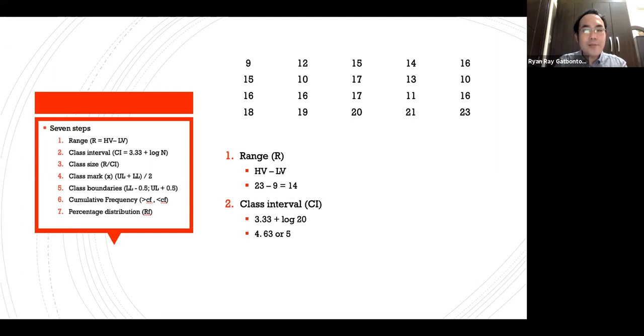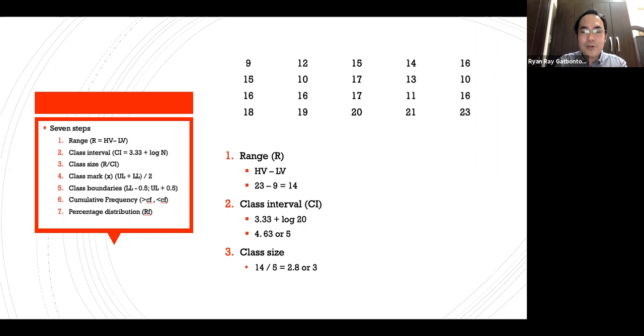The next step is to determine the class interval. We use 3.33 plus the logarithm of 20. So therefore, we're expecting around 4.63, or 5 class intervals. Now remember, when creating a class interval, it has to be an integer, a whole number, because this will determine how many classes you will have in your frequency distribution table.